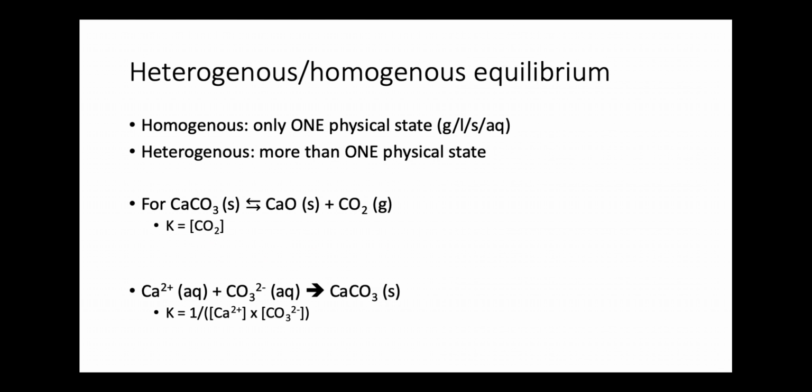Then we talked about homogeneous and heterogeneous equilibrium. Homogeneous is when all my compounds have one physical state, so gas, liquid, solid, or solution, and heterogeneous is more than one physical state. The first one has S, S, and G, so that's a heterogeneous equilibrium. And here we have solution, solution, solid, also a heterogeneous equilibrium, because I have more than one physical state.